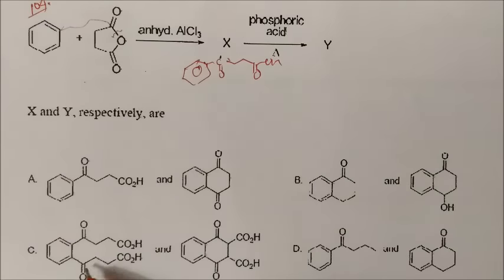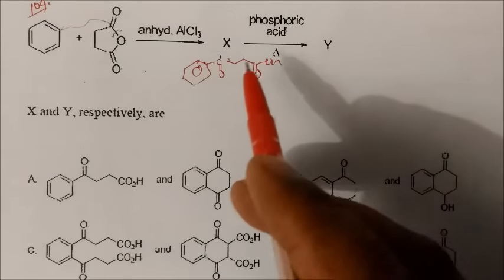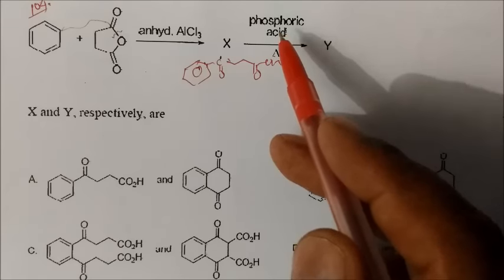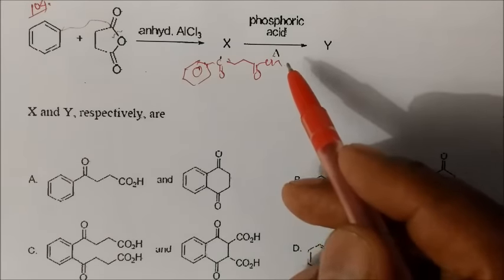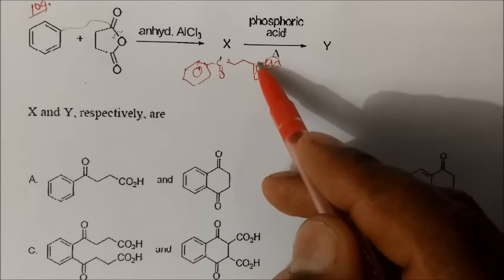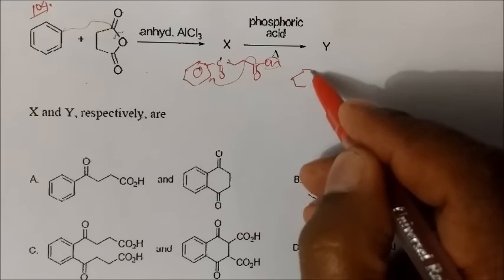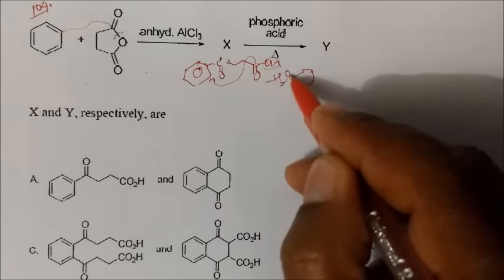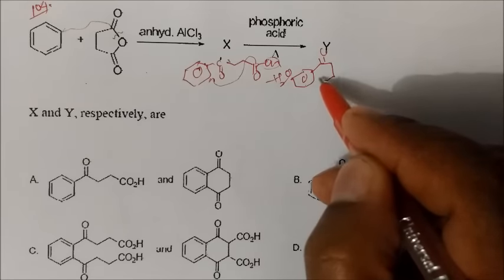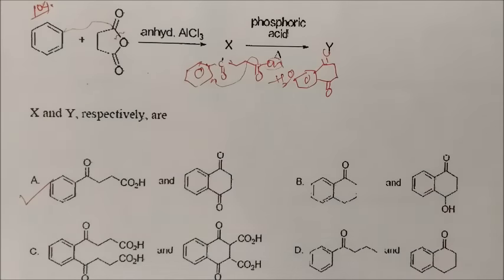We can see this is not possible because this will attack at one position. And if you use phosphoric acid, what will happen? This is the dehydrating agent, so definitely this will take OH. Again this carbon will attack this ortho position, and you will get the product. So it will aromatise, with water condensation. This is the oxygen, and you will get a 6-membered ring, this one. So in this case again option A is correct.